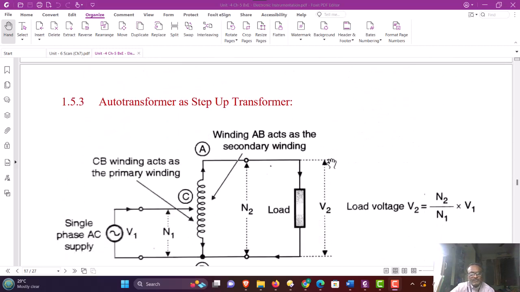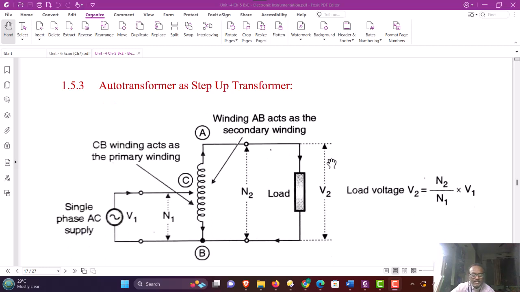Now let us see the auto transformer as a step up transformer. In this diagram, the same transformer is now connected with a single phase supply connected to the LV winding, low voltage winding, means between the wiper and the reference terminal B. The input supply is connected and the output is taken across the fixed terminal A and B.